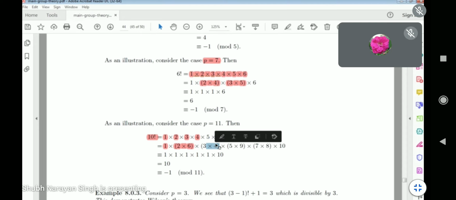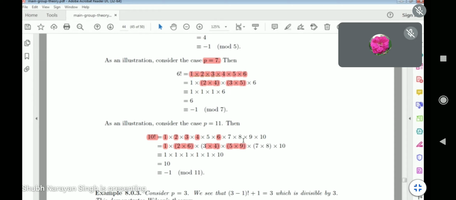And now come to this element 5. What is the inverse of 5 modulo 11? 9, sir. 9. Yes, 9. You're good. And conversely, what is the inverse of 9 modulo 11? 5. So that's why you put 5 and 9 side by side in the next line.